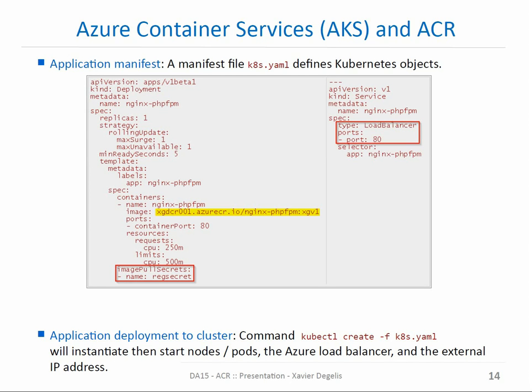information stored previously. Third, we want to implement a load balancer on port 80. The Azure load balancer, which is a standard load balancer in Azure, will be used. Then the application can be deployed to the cluster via the command kubectl create. This command will instantiate and start the nodes and the pods. It will also start the Azure load balancer and provision the external IP address.